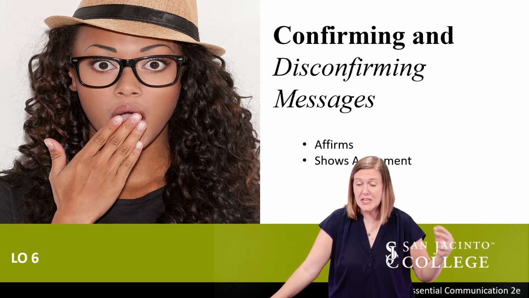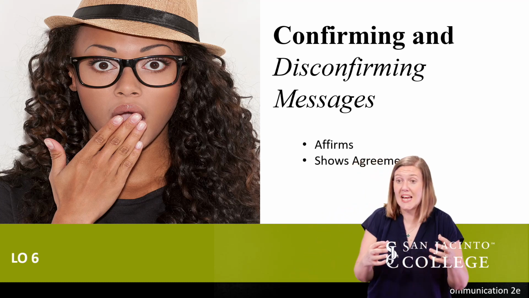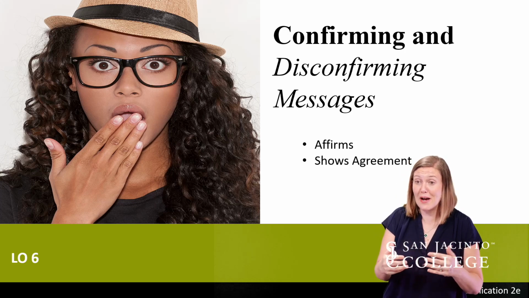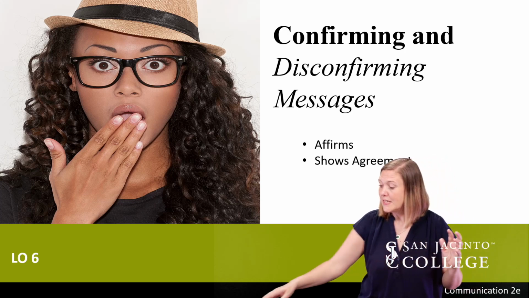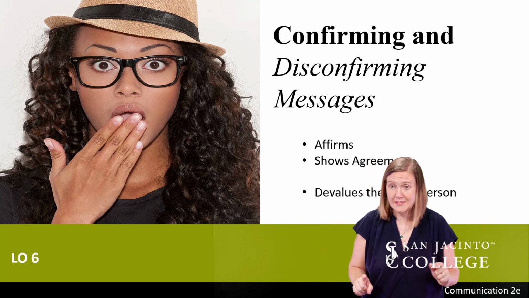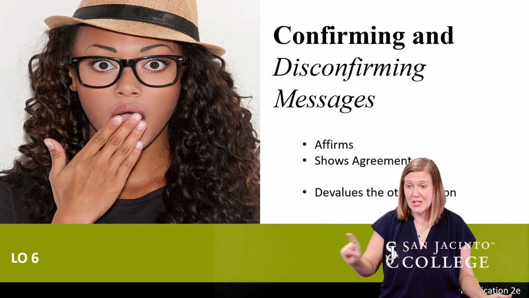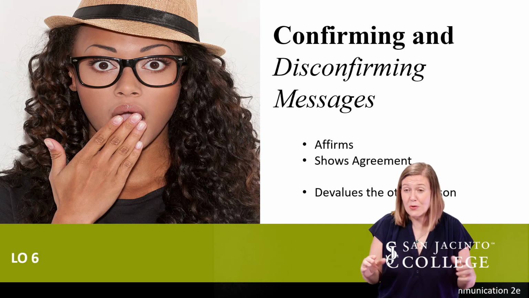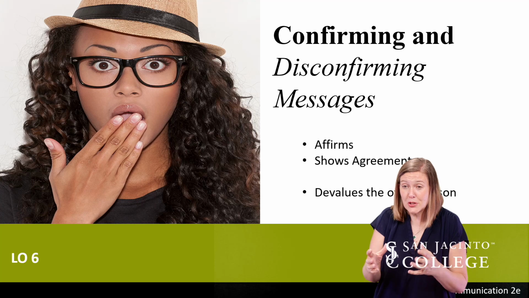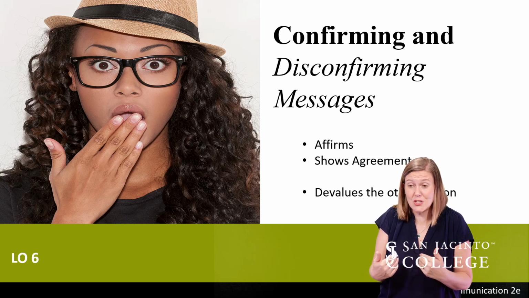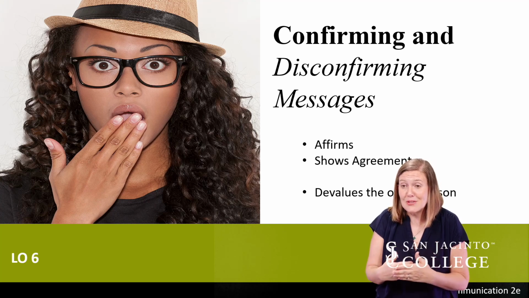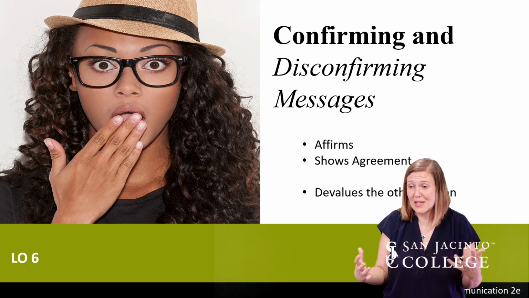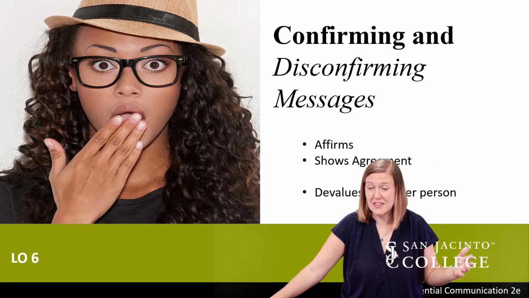Number 2, they show agreement. So they say, I'm with you. I'm on your team, right? Now, disconfirming. One word that you need to write down in your notes, devalues. Disconfirming devalues. You may be critical of the person's activity, but what they hear is, you don't care about me. And we cannot communicate with people if they don't believe we care about them, not in an effective way that leads to connection.